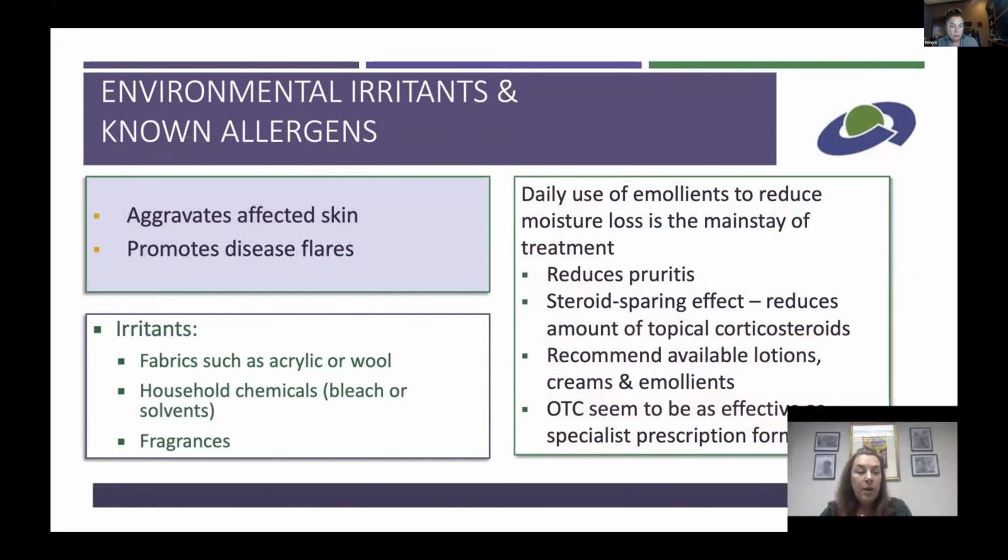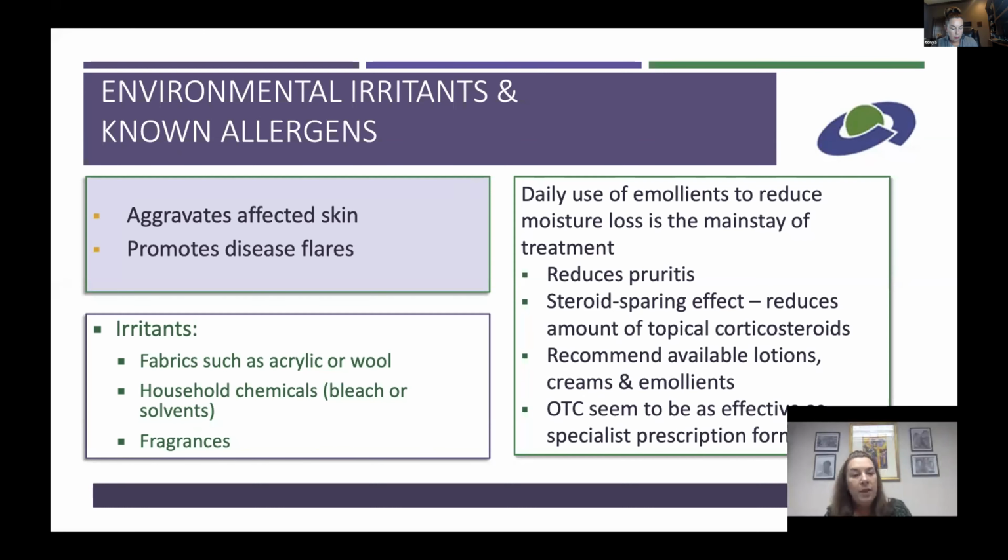And again, understanding environmental irritants, known allergies, and how these may aggravate the skin and actually promote disease flares. Sometimes it's as simple as the fabric, ensuring that patients aren't wearing things like acrylic or wool that may be irritating their skin. Other times it is those household chemicals. Perhaps they're using bleach or other solvents. Or maybe it's fragrances that are causing the skin irritation. So it's not always allergies, it can also be irritants.